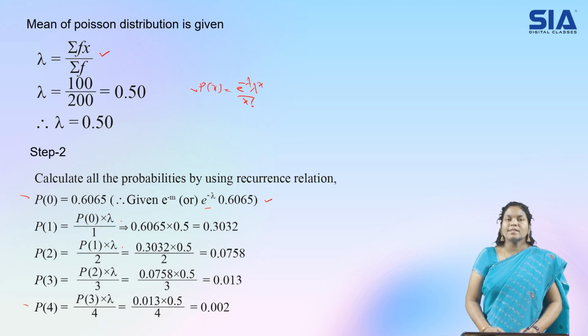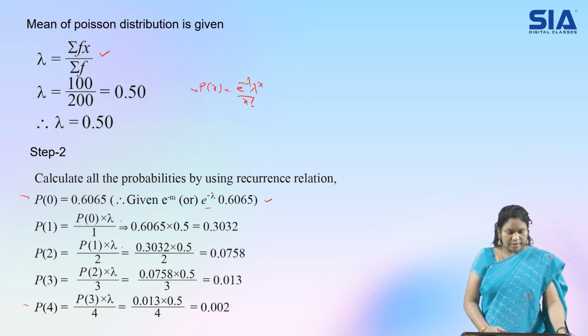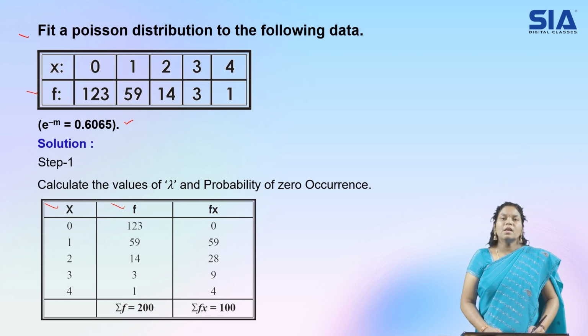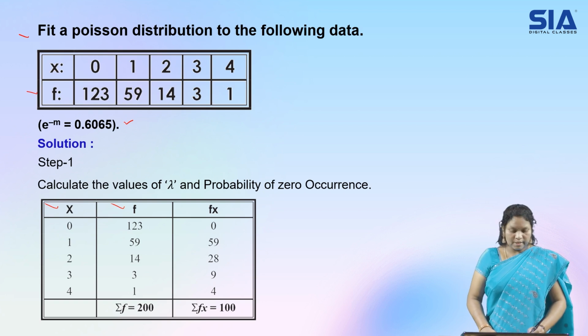Now to obtain this fx and f we have to go to the table. Then we'll come back to the Poisson substitution. Here is the given table, with x values and f values. First let us do summation f, that is adding all the f values. So 123 plus 59, up to the last, you add up, and you get the total summation f equal to 200. Generally we consider this as n also, anyone is the same.